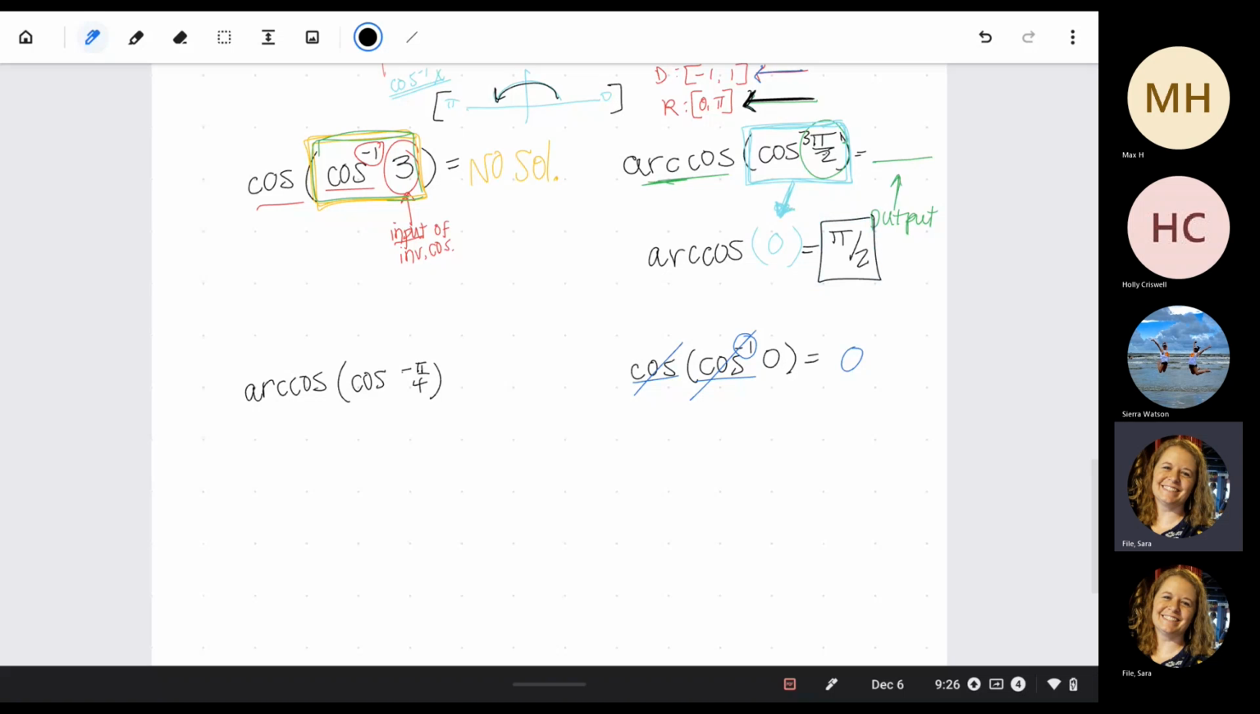So this one does have a solution. It's just not the one that was written here to start, because that was out of inverse cosine's range. So I found a coterminal angle where that's true.